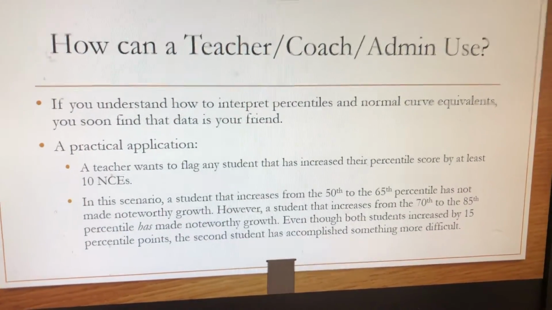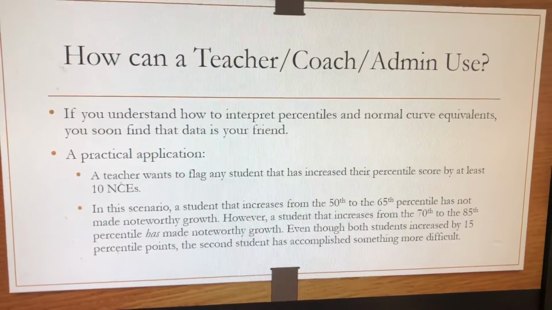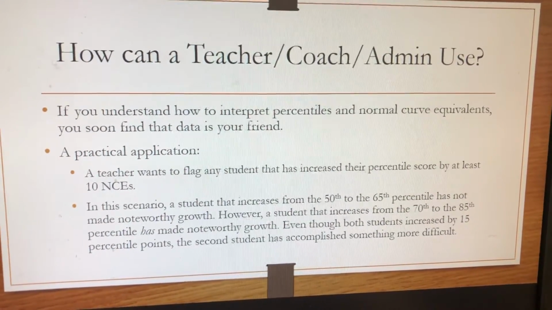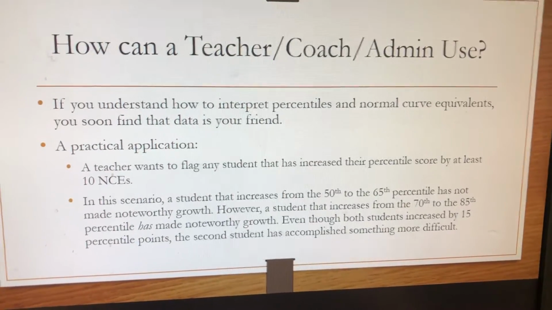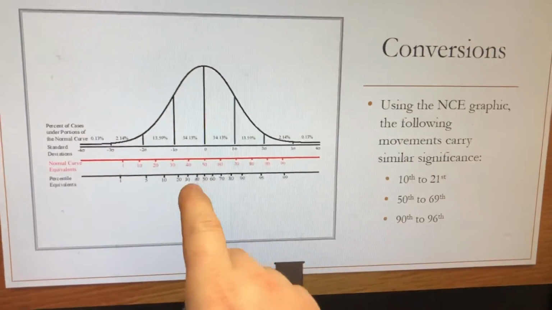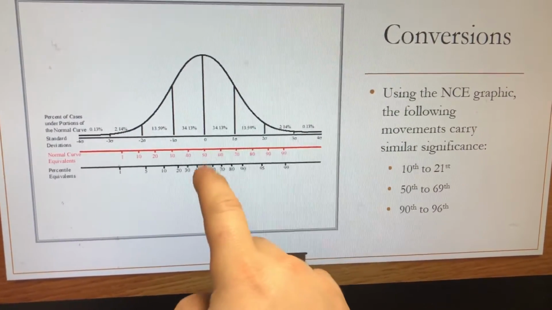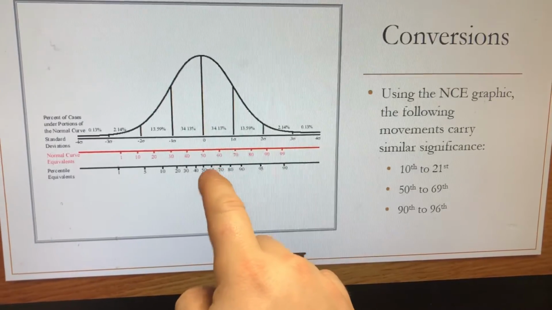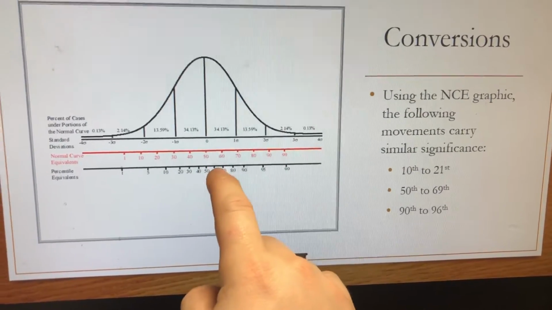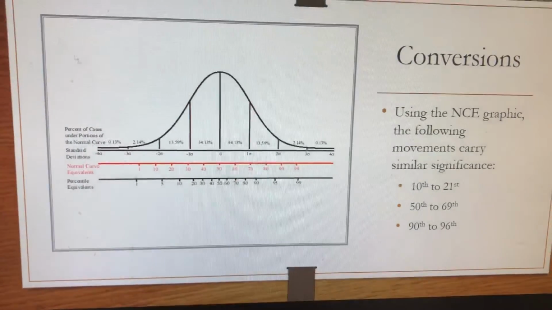In this scenario, a student that increases from the 50th to the 65th percentile has not made noteworthy growth, because that would not be a large enough span. I'll go back to that, 50th to 65th. So from here, and the good news here is this 50 lines up with that 50. Here to there, that 65 is short of 60, so I could have not made a growth of 10. It did not happen.